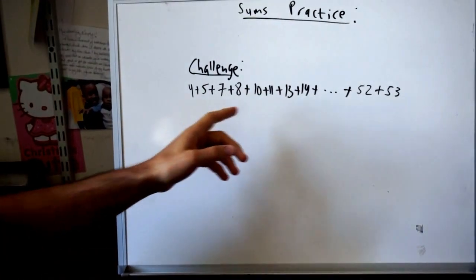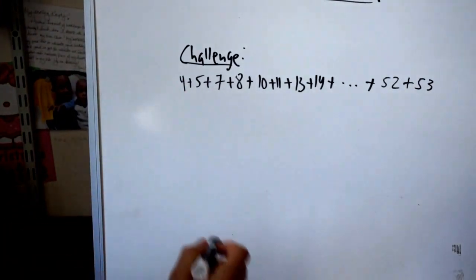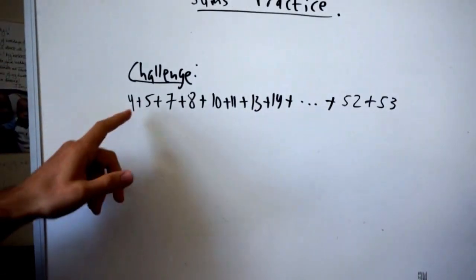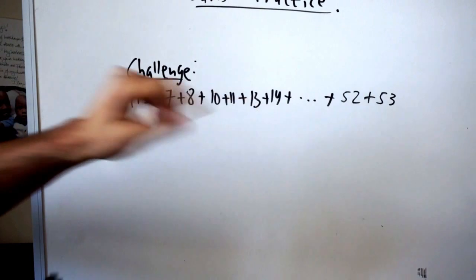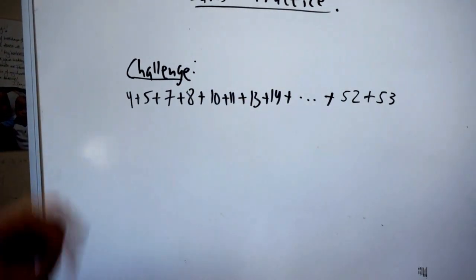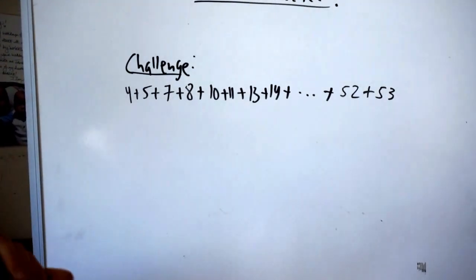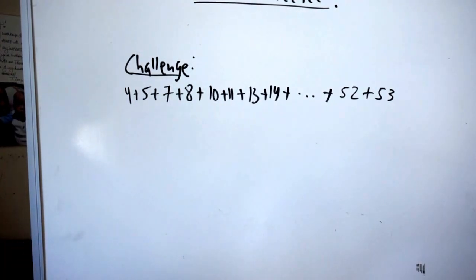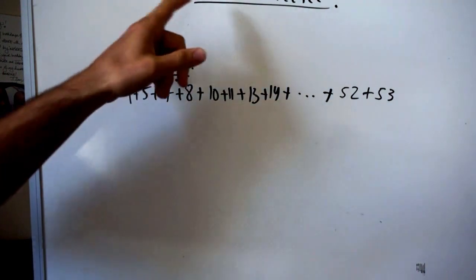If you look at it, it looks kind of like a mess. What's even the pattern? So 4, 5, 7, 8, 10, 11, 13, 14. It seems like we're skipping some numbers. Okay, so there's going to be two ways to do this. So first of all, you might want to pause it and try it yourself. So the first method will be pretty straightforward using sums.